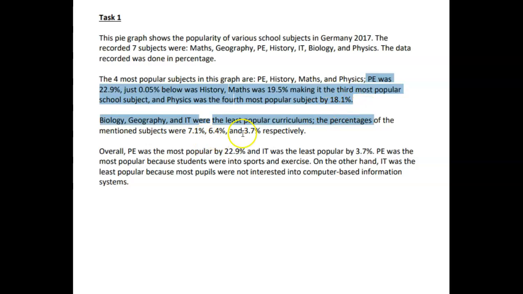So you needed to do a little more work here in terms of the language to show us that there's some analysis, there's some thought, there's some reporting happening here. Let's see if we can come up with something a little more along the lines of what I'm talking about. So PE was 22.9%, okay, making it the most popular subject. It was followed very closely by history at 22.4%. Okay, then rounding out the top 4 subjects were history and maths, full stop.